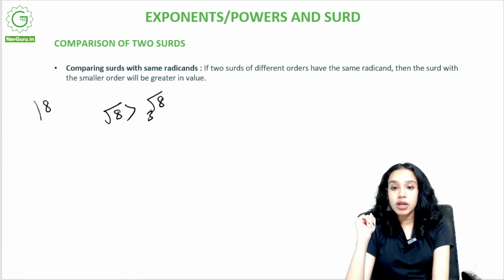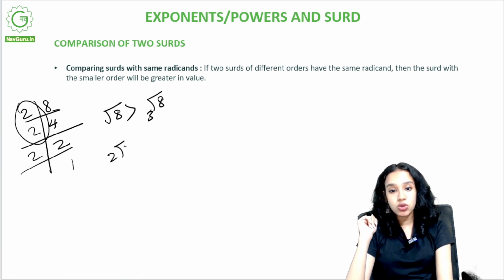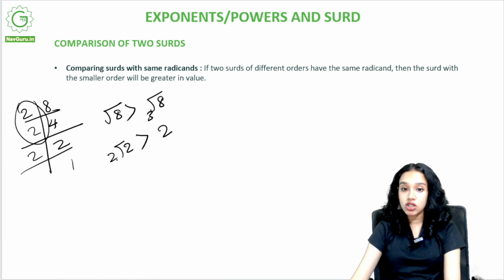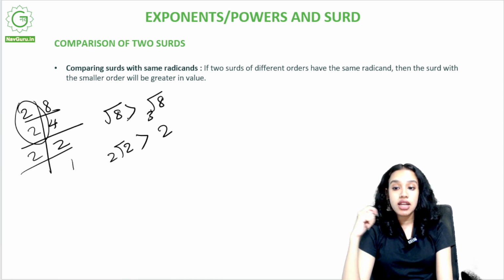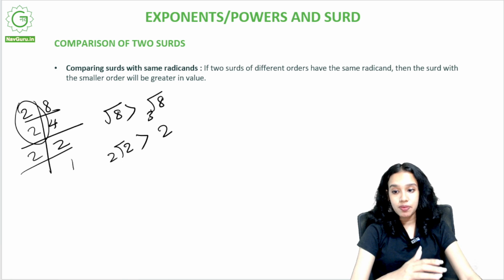Let's see, what is the square root of 8? We have 2, 4, again 2, and so this becomes 2 root 2. And what is the cube root of 8? We have 2, right? So 2 root 2 is obviously greater than 2. So the surd with the lowest order would have the highest value when the radicands are the same.